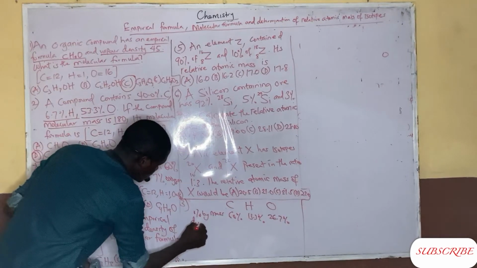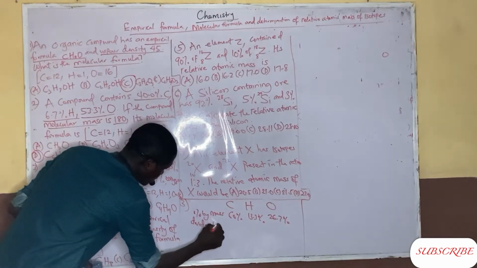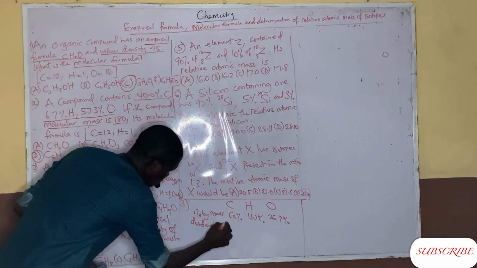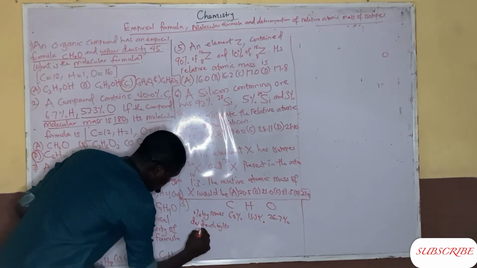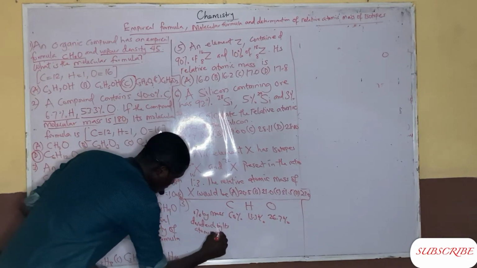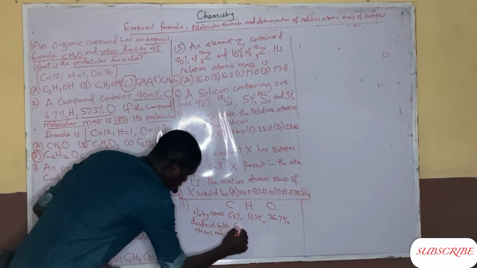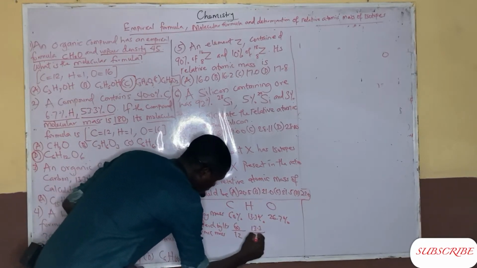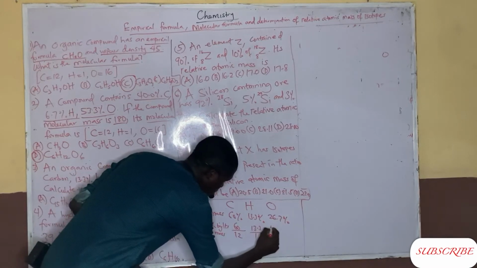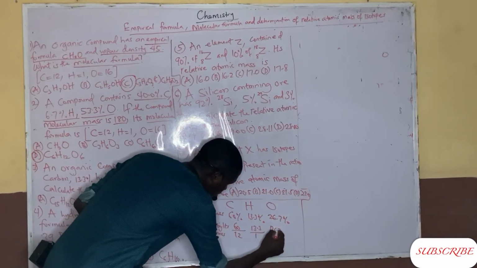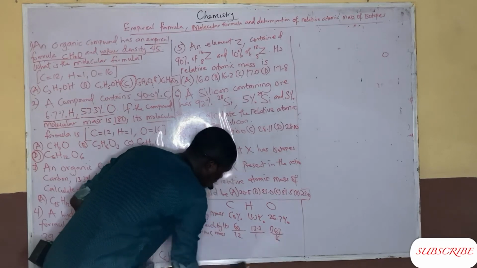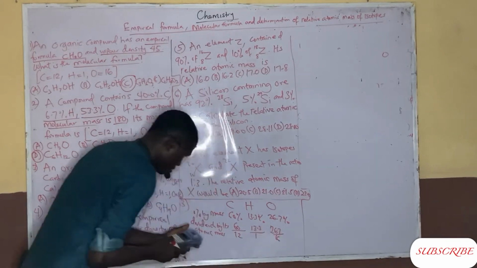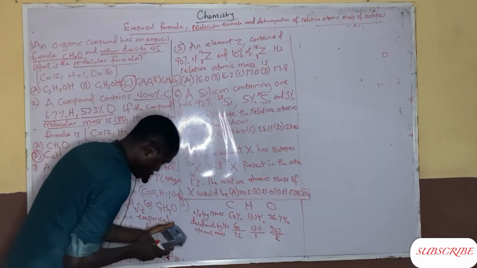Divide each by its atomic mass. So we have 60 all over 12, 13.3 all over 1, and then 26.7 all over 16. So what do we have now? 60 divided by 12 will give you 5.